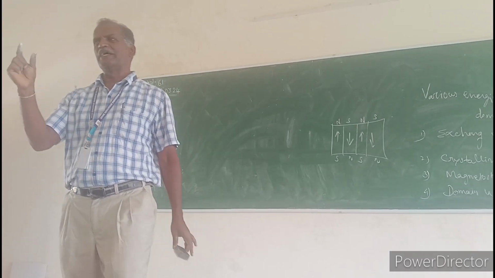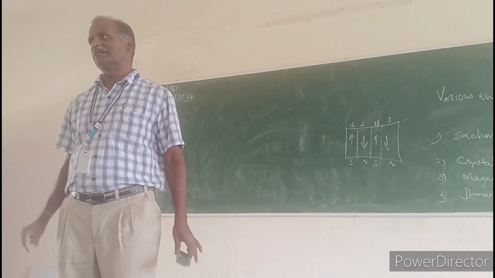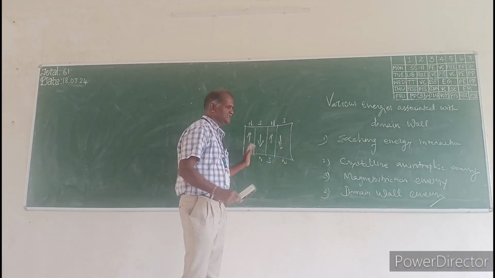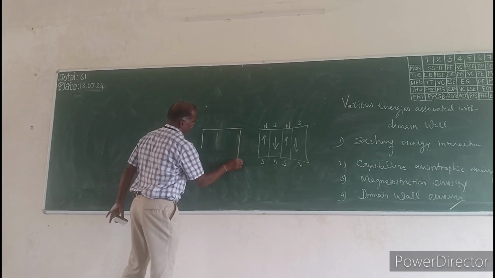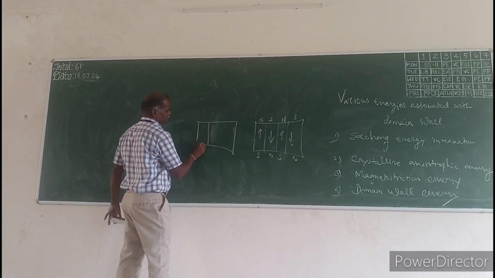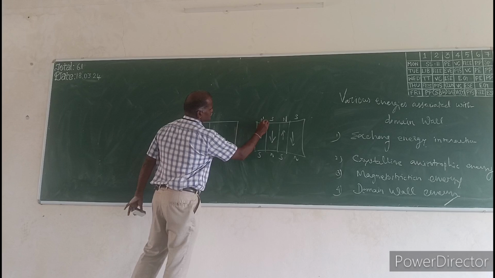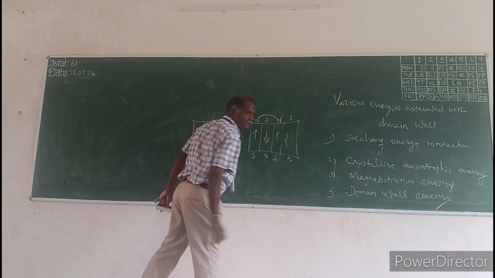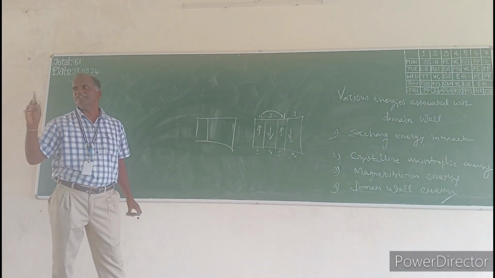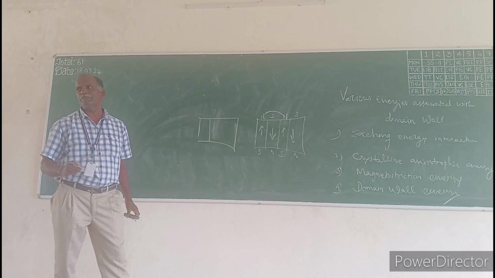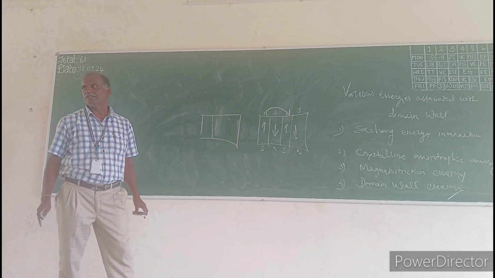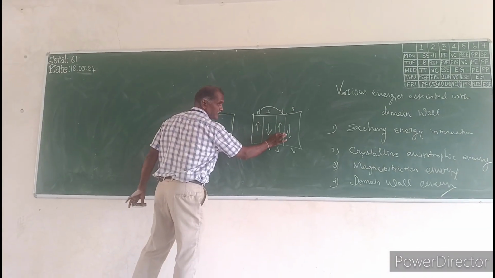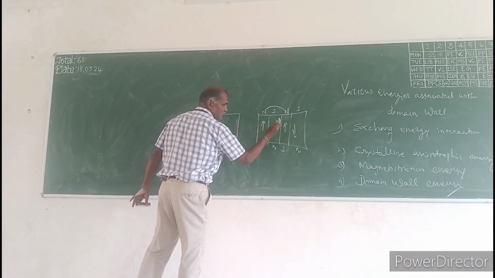These are the domains present in the ferromagnetic material. We can arrange these domains like this. Arrange this and that one side with the help of exchange energy interaction. The exchange energy interaction is used to align the adjacent domains in the ferromagnetic material. These domains and these domains are connected to each other, so they are aligned close to each other.